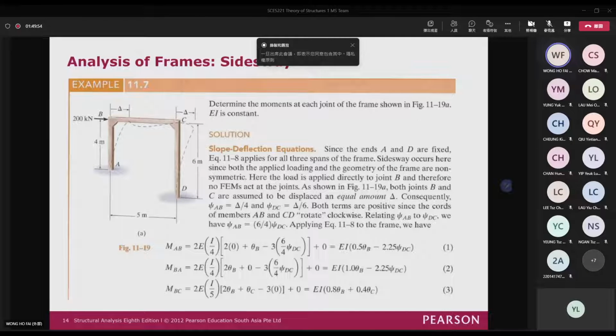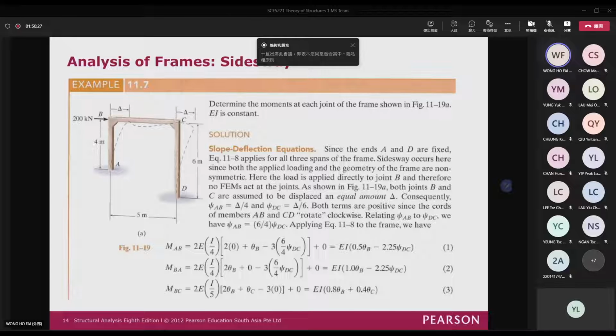For here, you can see that we have a frame and I have applied a load of 200 kN at the joint B. Then you can see that I will have a delta at the joint B and then a delta at the joint C. Now again, I can write down the member end moment equation for each of the members, like MAB, MBA, MBC, MCB, MCD, and MDC. So I can write down 6 equations.